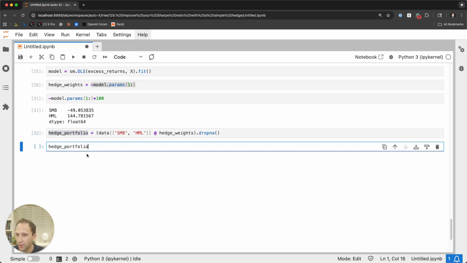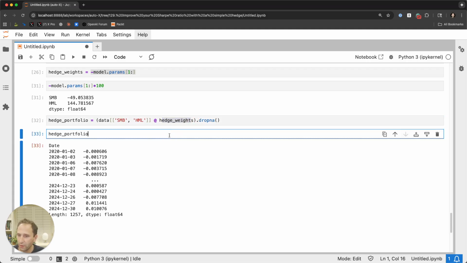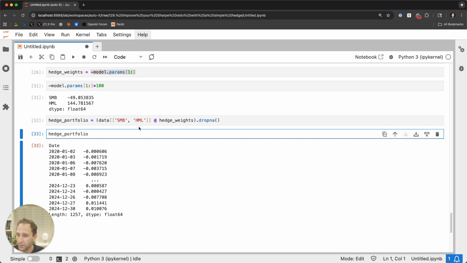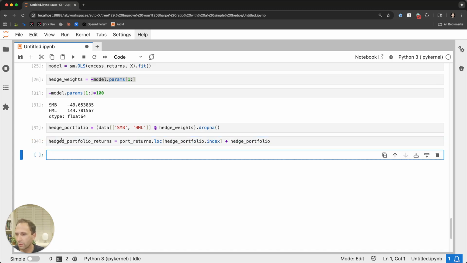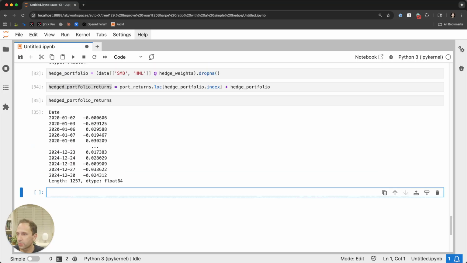Okay, so we can simulate this portfolio, and we can do so through this process here. So we've got this hedge portfolio, which is multiplying with the hedge weights. This is this cool operator here. It just basically does a multiplication between each of these and the hedge weights. So what we're doing here is multiplying the hedge weights times each of the factor returns. Okay, and then this is what ends up being our hedged portfolio or simulation of it. We can then add that back to the portfolio returns like this. And voila, we've got hedged portfolio returns.